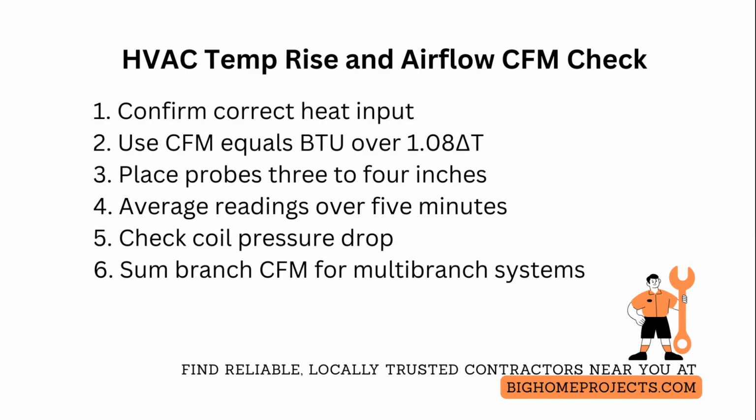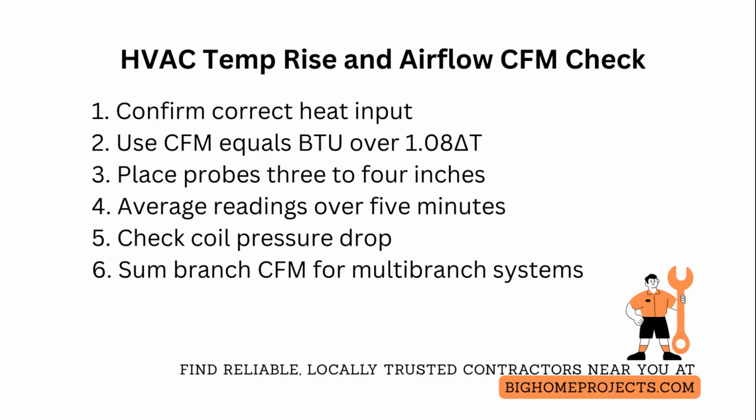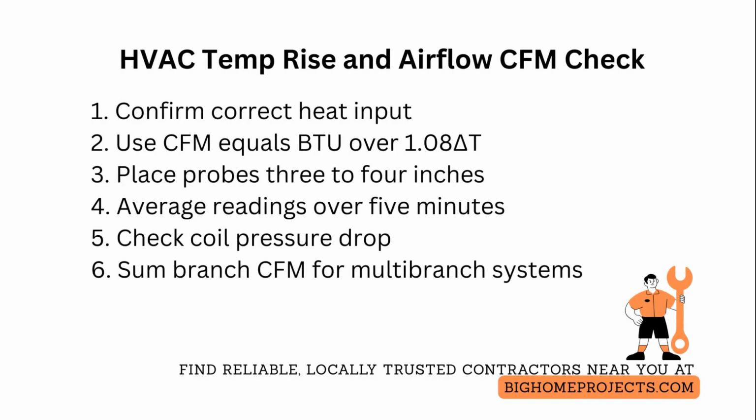feet per minute using the formula CFM equals 60 times the heat input in British thermal units per hour divided by 1 degree in specific heat of air, times the density factor, times the temperature rise. In practice, use CFM equals heat input in British thermal units per hour divided by 1.08 times temperature rise in degrees Fahrenheit for single return systems.